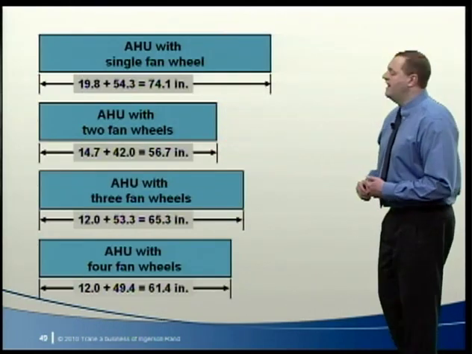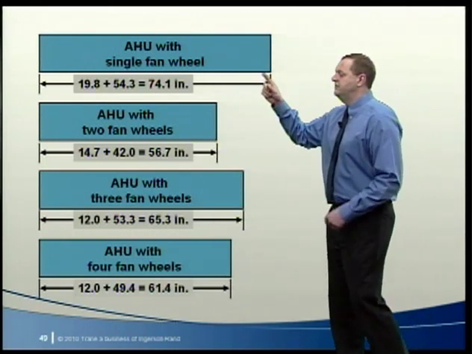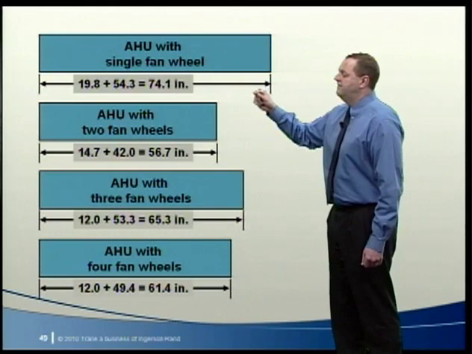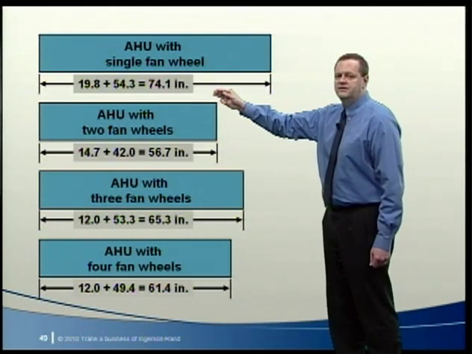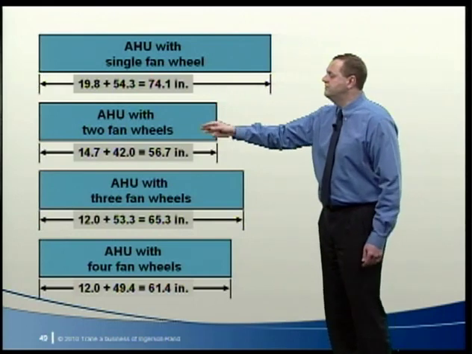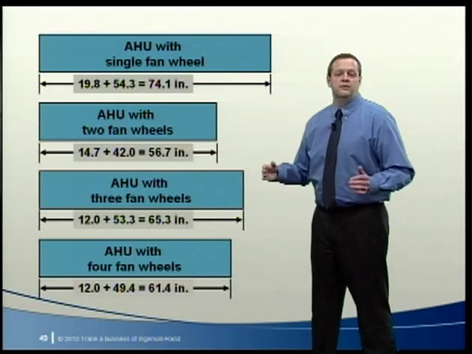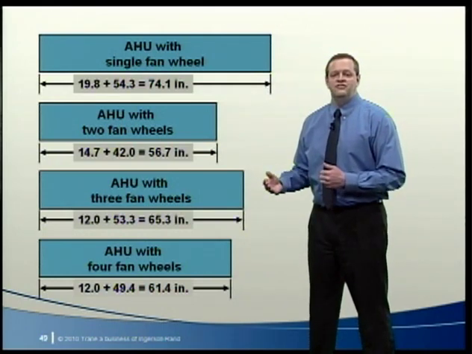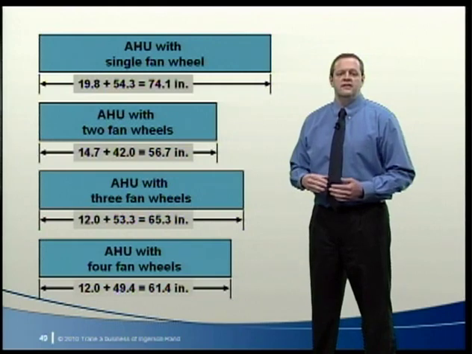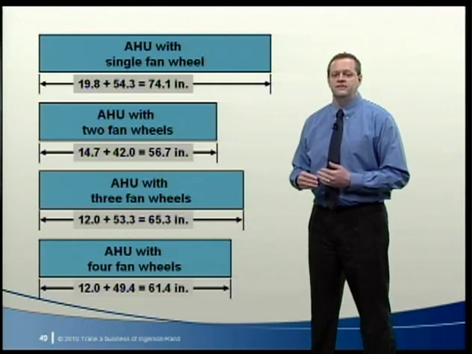Here is the result of adding the upstream and downstream distances. When a single fan wheel is used, the overall length of the fan section is about 74 inches. If 2 smaller fan wheels are used, the overall length is reduced to about 57 inches. Again, assuming doors on both sides. While length can be reduced significantly by changing from 1 to 2 fans, the potential length reduction diminishes as the number of fans continues to increase.